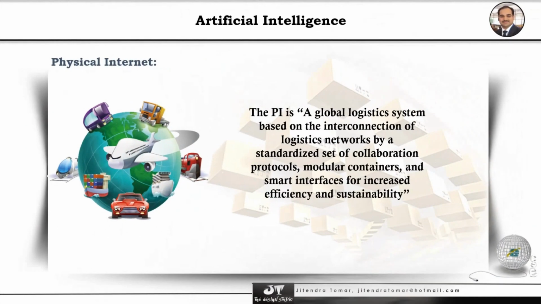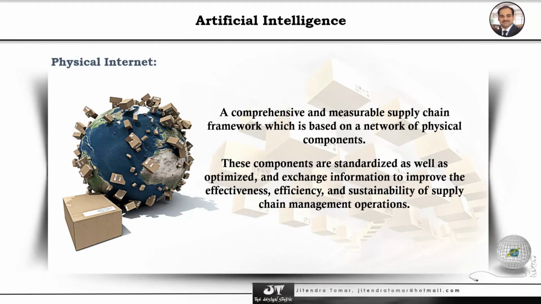The PI is described as a global logistics system based on the interconnection of logistics networks by a standardized set of collaboration protocols, modular containers, and smart interfaces for increased efficiency and sustainability. PI could be defined as a comprehensive and measurable supply chain framework which is based on a network of physical components. These components are standardized as well as optimized and exchange information to improve the effectiveness, efficiency, and sustainability of supply chain management operations.